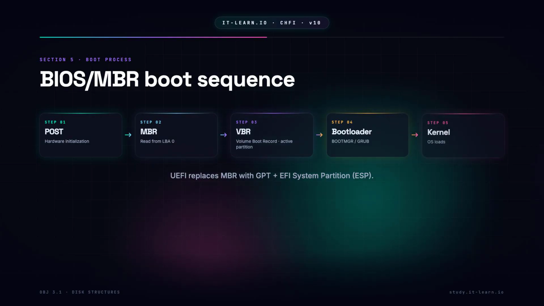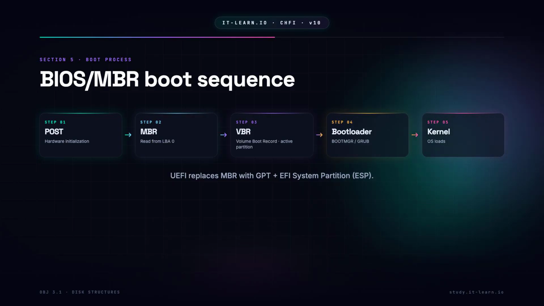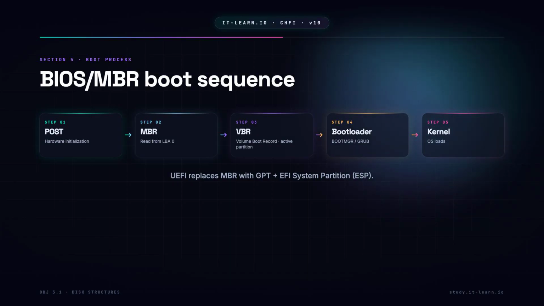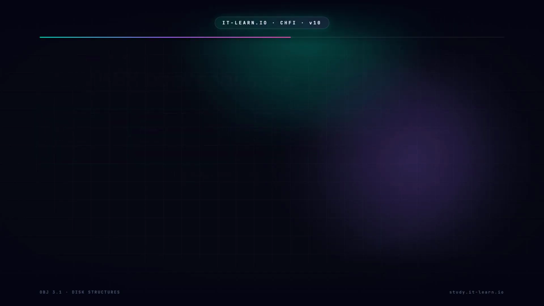Then UEFI boot, the modern sequence. UEFI firmware initializes hardware, reads the GPT partition table, locates the EFI system partition, typically FAT32. Loads the EFI bootloader from the ESP. Bootloader loads the kernel. Forensic note: bootkits infect the MBR, VBR, or EFI bootloader. Secure Boot validates signatures.